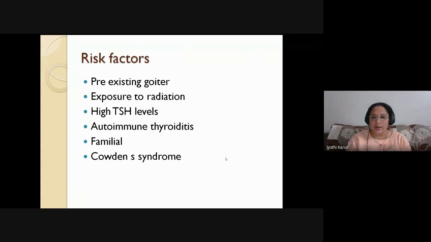And exposure to radiation. There are many radiation hazards, either man-made like Chernobyl and so many disasters, Hiroshima, or any childhood irradiation. The person as a child might have been exposed to radiotherapy or some radiation, which can predispose to certain types of cancer in the thyroid. Thyroid is also a hormone dependent carcinoma. Obviously it is an endocrine gland, so high TSH levels will predispose to certain carcinomas.